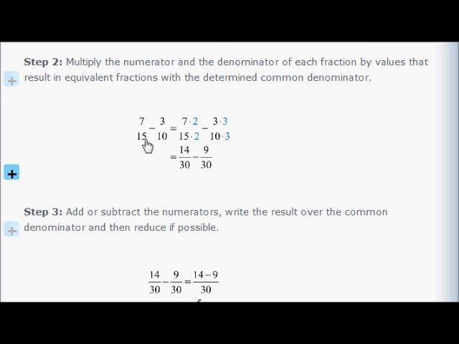So 7 over 15 times 2 over 2 is 14 over 30, and 3 times 3 over 10 over 3 is 9 over 30. And now we can just subtract the numerators. 14 minus 9 is 5. 5 over 30. But we can reduce that a bit.